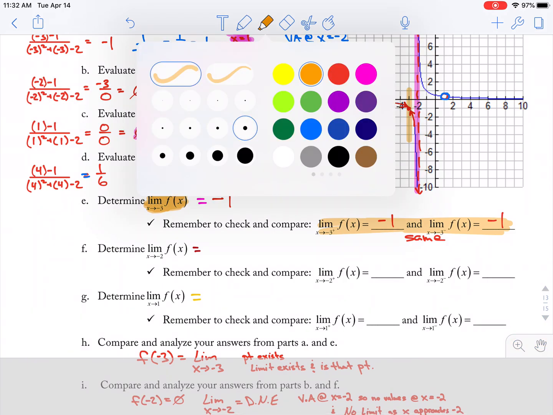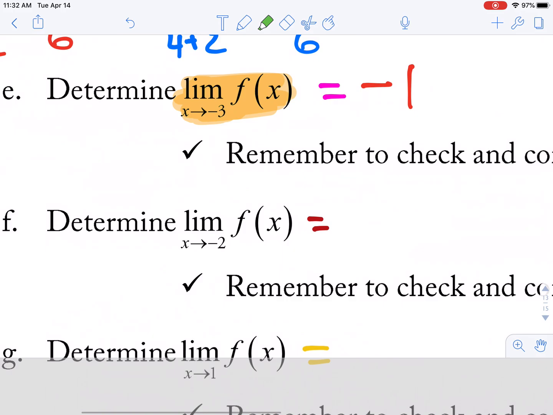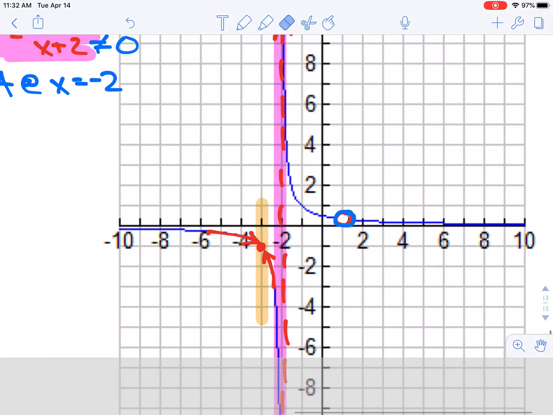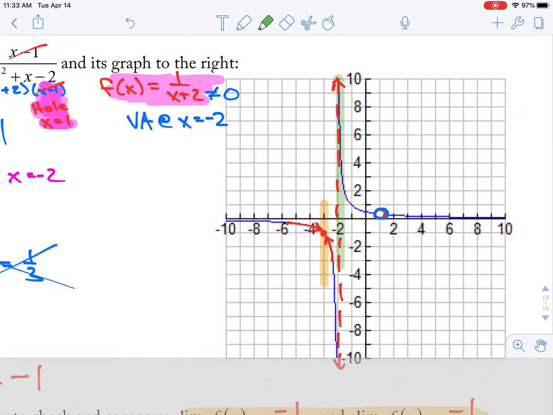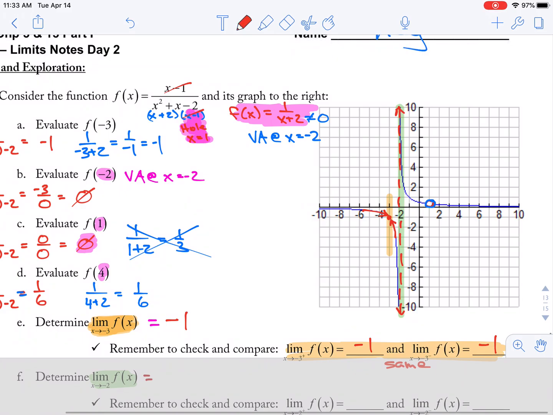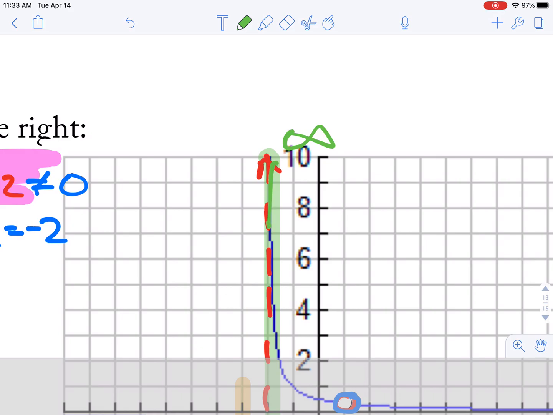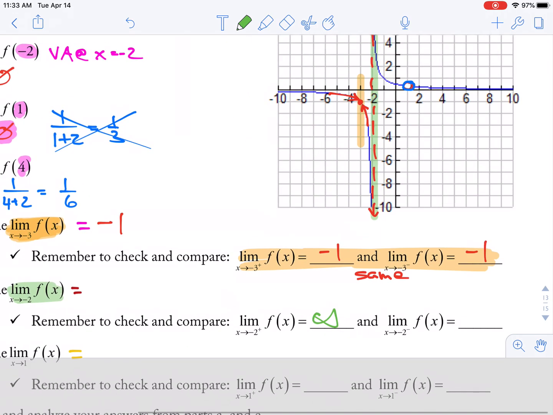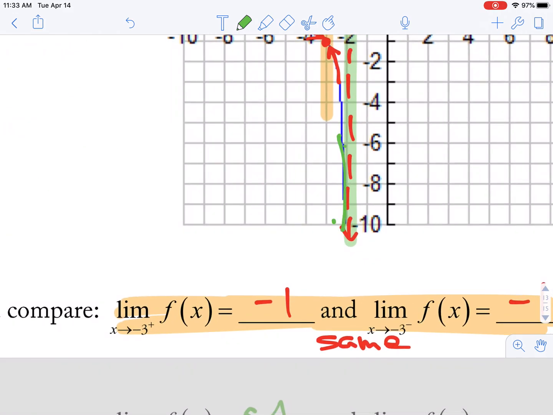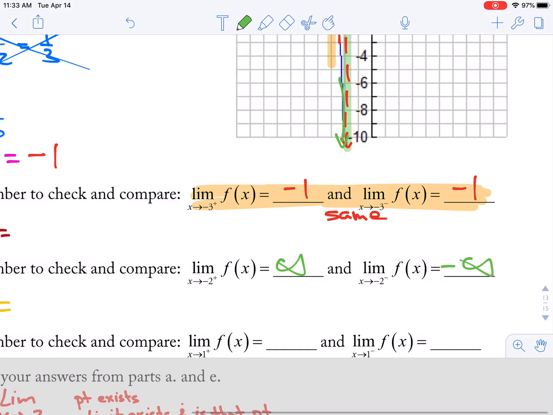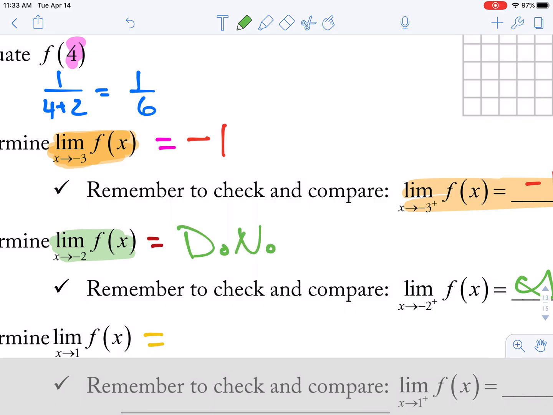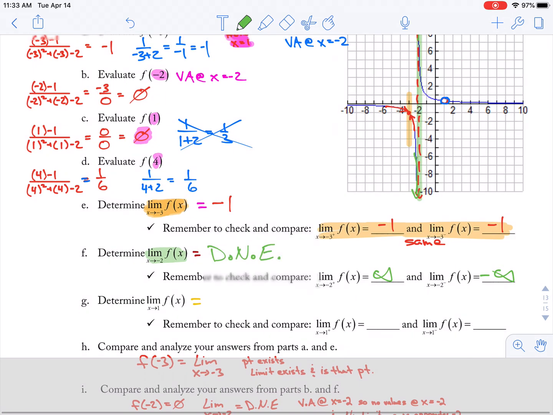So we look at the next one. The next one says here, the limit as x approaches -2, is where we have an asymptote. Since we have an asymptote there, look, as we approach from the right here, we're going up to positive infinity. As we approach from the left, we go down to negative infinity. Since these are different, we say the limit does not exist because it does not approach the same value from both sides.